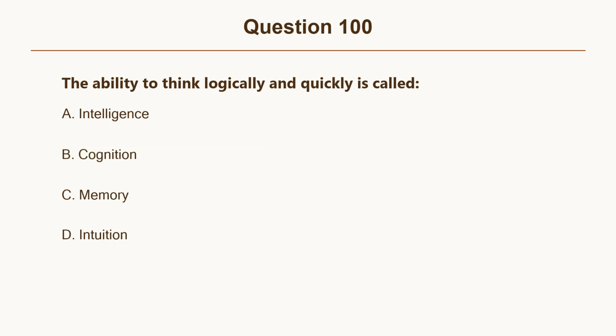Question 100. The ability to think logically and quickly is called option A, intelligence. Option B, cognition. Option C, memory. Option D, intuition. The correct answer is option B, cognition.